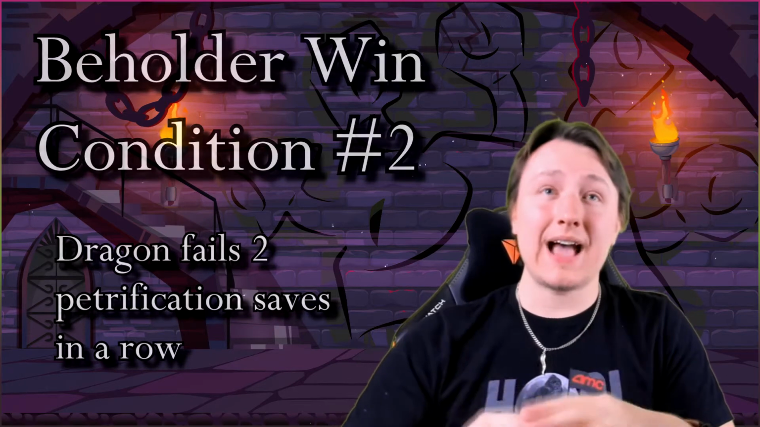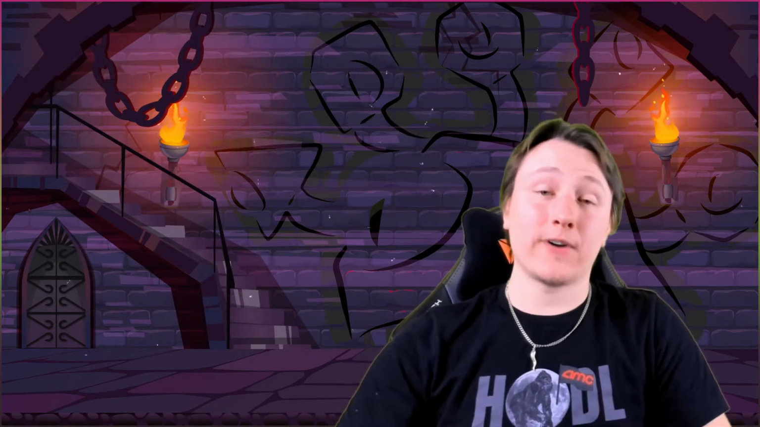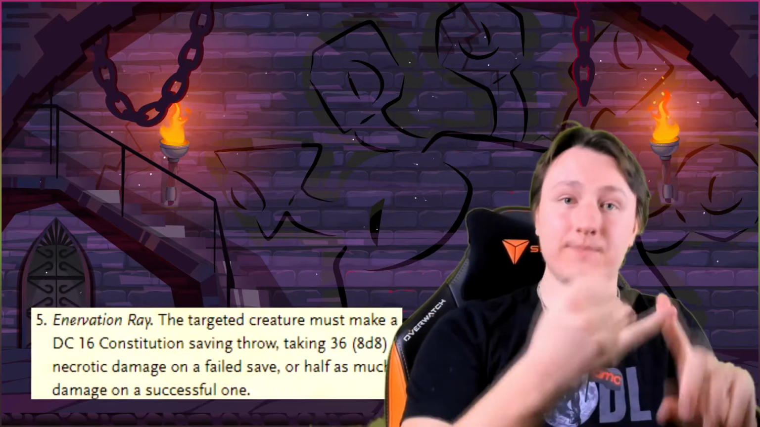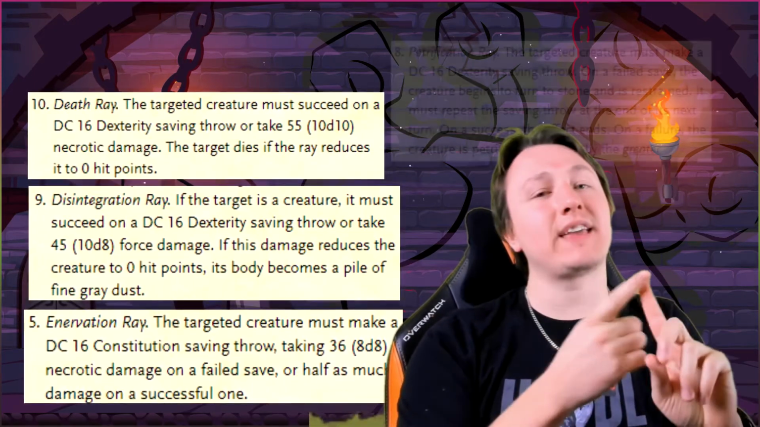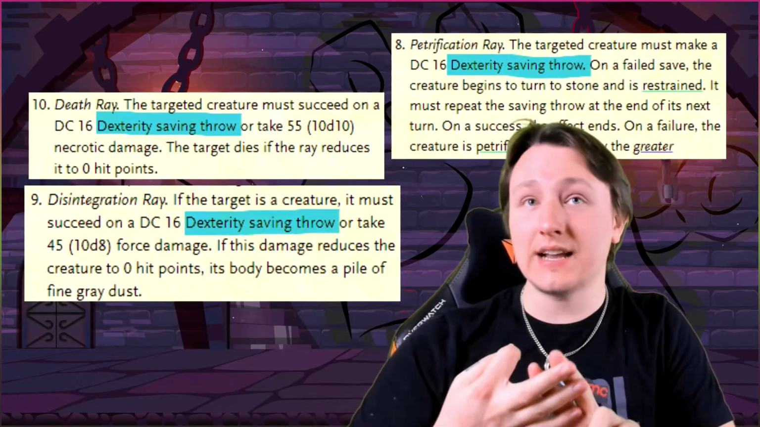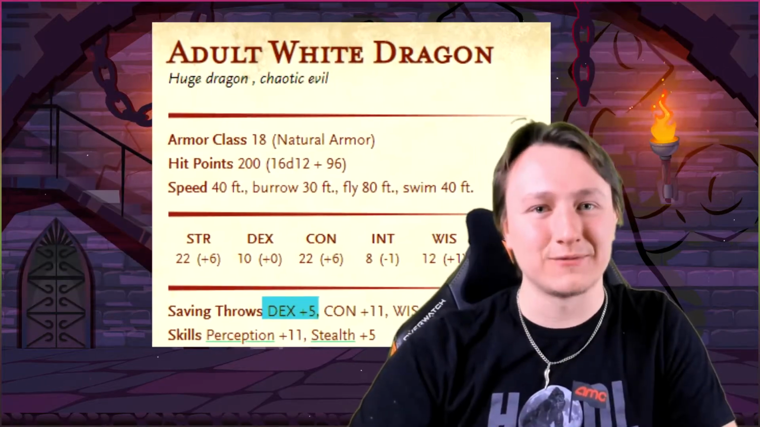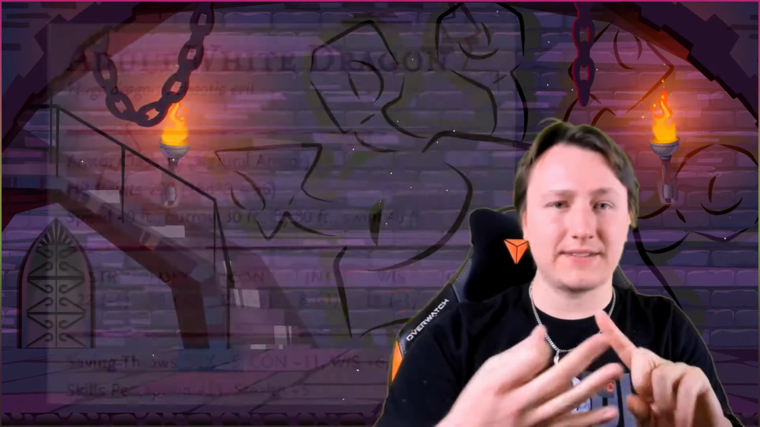Now, unlikely as that is, it is possible, so I need to bring it up. As far as the beholder win conditions are concerned, there are 4 eye rays that are important. Enervation ray, disintegration ray, and death ray for the damage, and then the petrification ray for the potential turning to stone. 3 of those eye rays utilize a dex save, which is convenient as dex is the dragon's worst saving throw. Aside from that, all of the other rays use con saves, wisdom saves, dex saves, and strength saves, each with a DC of 16.